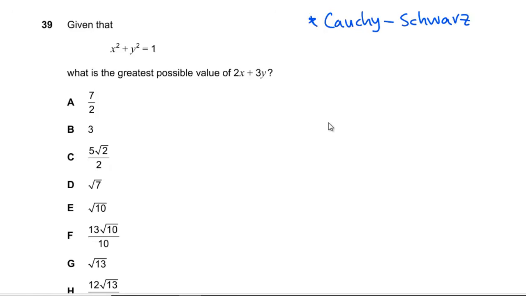I do these via implicit differentiation. So I will differentiate both of these. We want to maximize 2x plus 3y. So let's differentiate it.